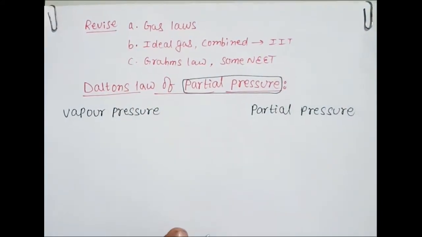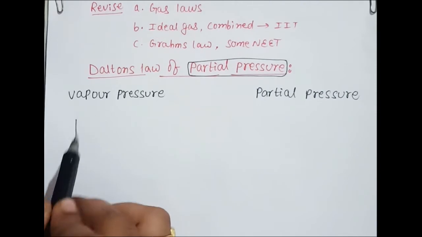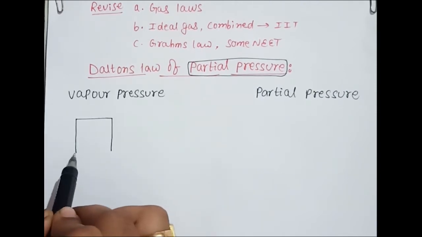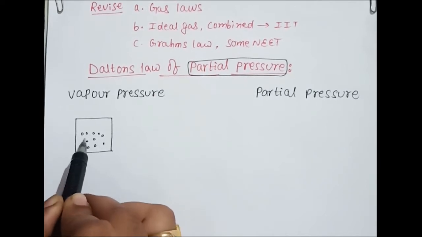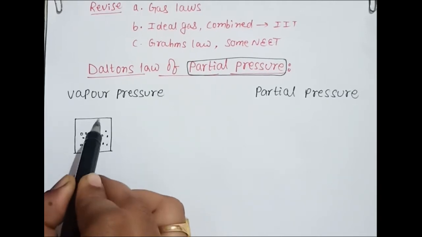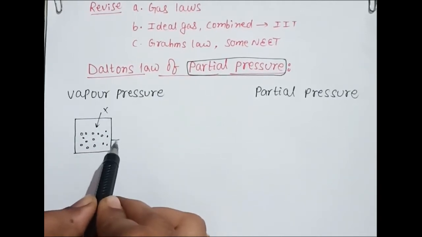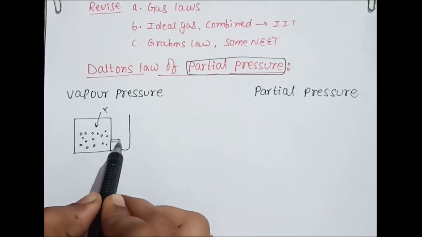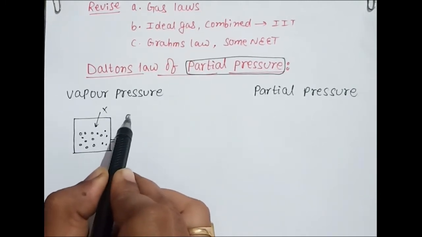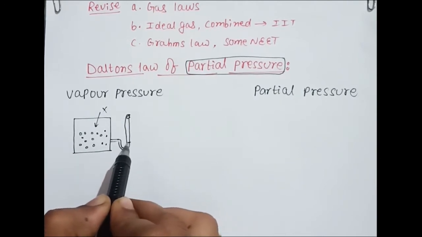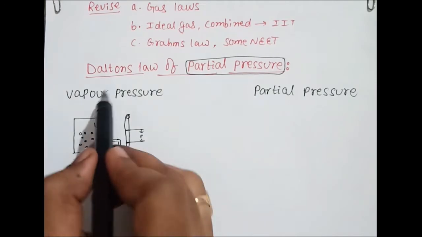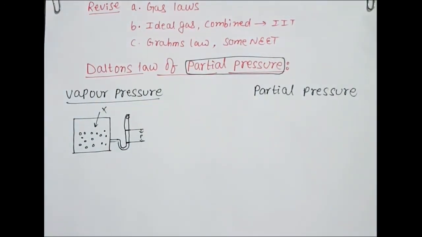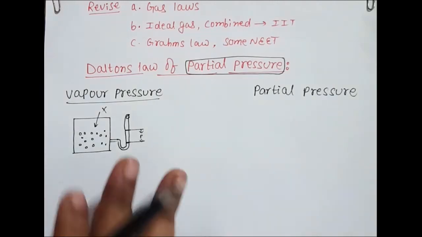Let us see. Vapor pressure means, suppose you take a closed container. In this closed container, let us say there are gas molecules of, say, A gas or X gas. These are X gas molecules, and now here we connect it to the barometer to measure the pressure. This is the initial mercury level, this is the final mercury level, and this is called the pressure, and that pressure is called vapor pressure. Correct? So we understood vapor pressure. Definition also I will give you, don't worry. So first example I have explained.